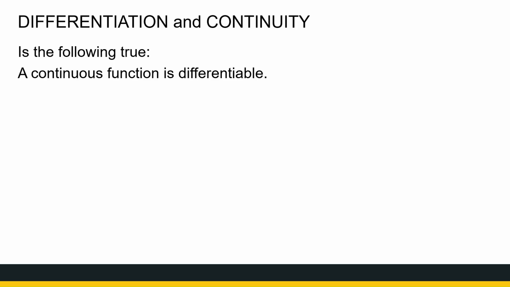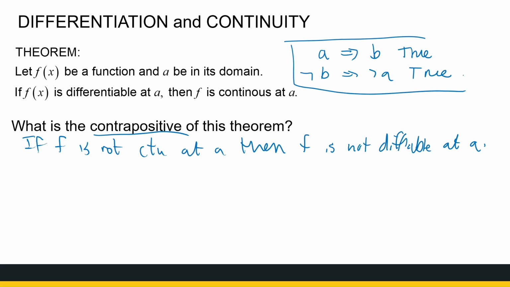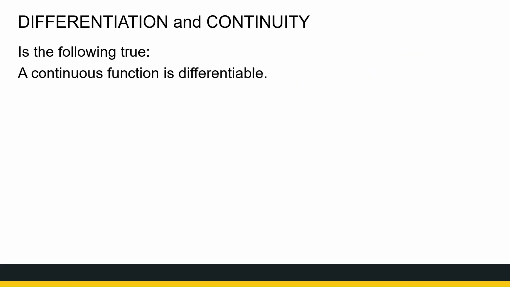So, next question, is this true? A continuous function, if it's continuous, then it's differentiable. Let's go back to my statement. My theorem says if it's differentiable, then it's continuous. That doesn't say if it's continuous, it has to be differentiable. We don't know about that. We can't say anything about that. And a continuous function is differentiable, that's false. Some of them could be, but as a general statement, not true.